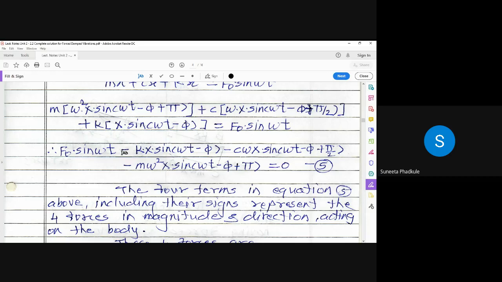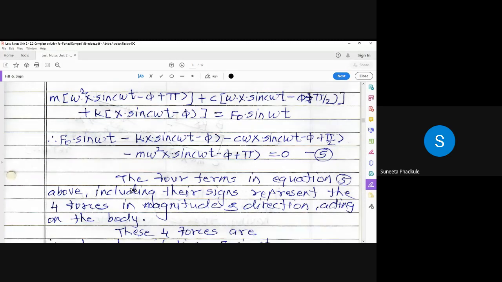And what does this minus sign represent? The minus sign represents that these forces are acting in the opposite direction of whatever we have taken, that means opposite to the displacement, or opposite to this sine omega t. That is a force vector. So the summation of forces is equal to 0. That means external excitation force plus spring force plus damping force plus inertia force is equal to 0. And these 3 forces are acting in the negative direction because they have minus signs. So this is nothing but D'Alembert's principle.